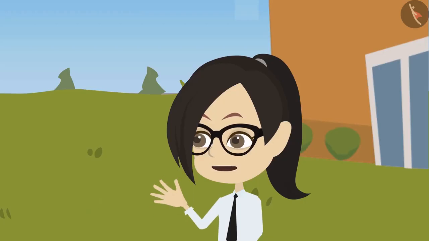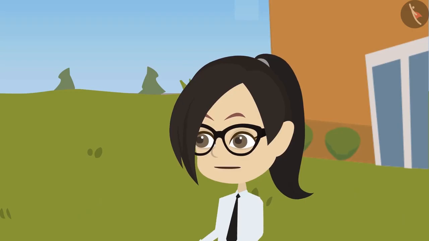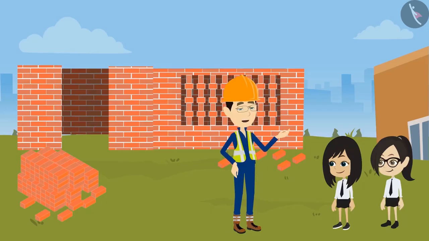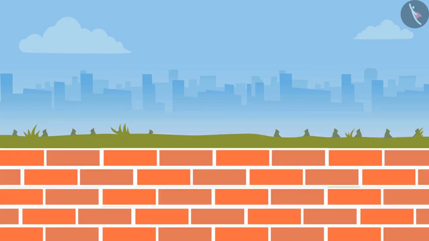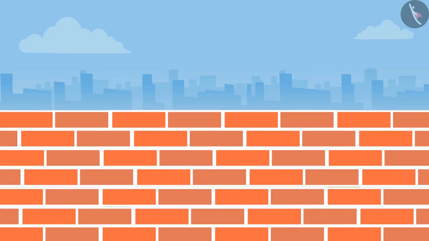Is the pattern used even in ordinary walls? Yes, even bricks used in simple walls are in a pattern. See this wall. It is made using many bricks. In making this wall, bricks are placed one above the other. But a special pattern has been chosen here.